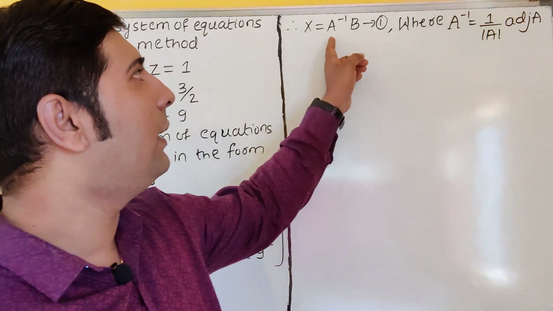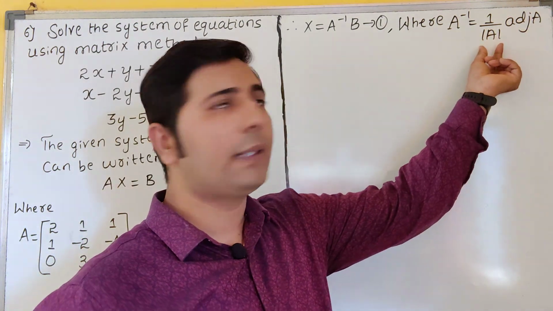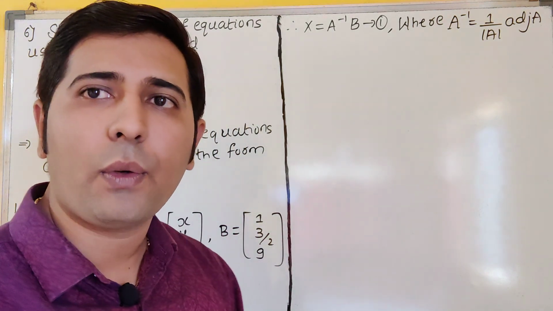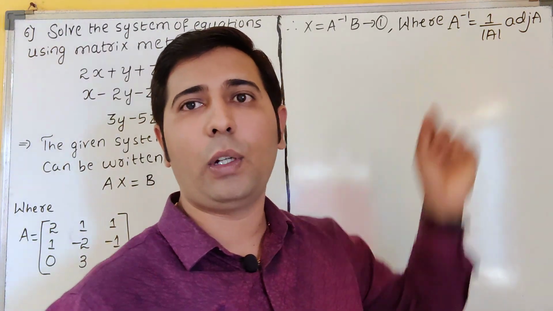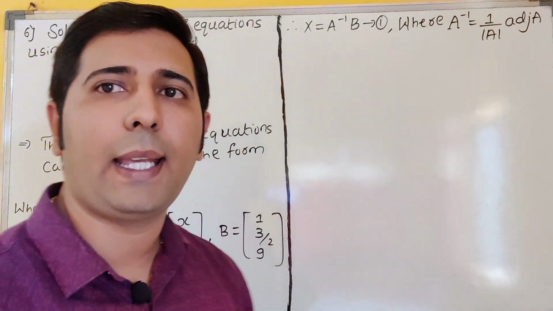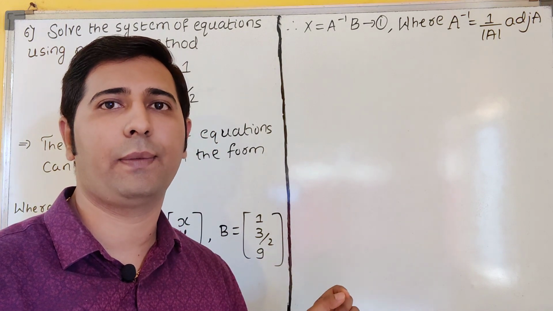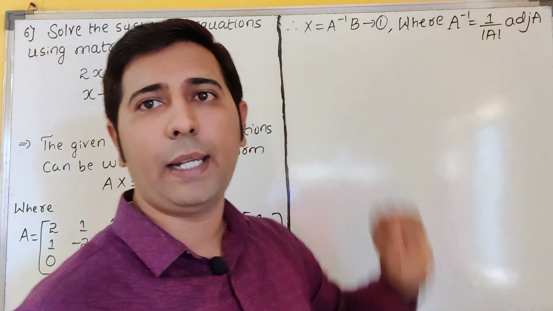So now see here. A inverse into B means 1 by determinant A into adjoint of A. That means I have to find determinant A first. Why we have to find determinant A? If my determinant value A is equal to 0, then A inverse does not exist, dear students. Clear everyone?